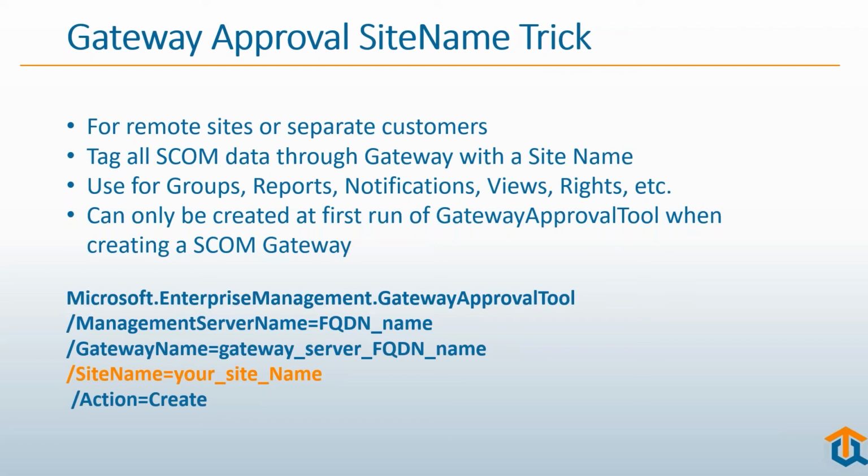So of course you need to assign the gateway and management to a management server where it needs to talk to. And it has the name of the gateway there. And then you specify, this is optional, the site name. Well, most people don't do it because they don't know that it exists. And of course, the action create is because you are creating a new gateway there. Otherwise, it would be a delete if you're removing it.